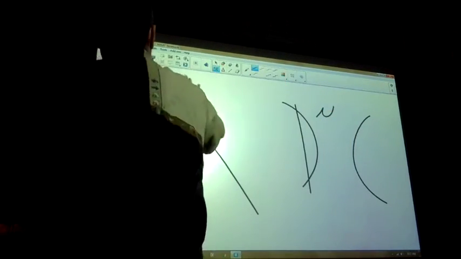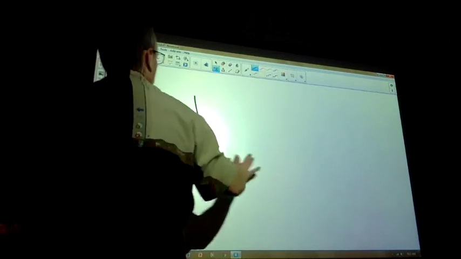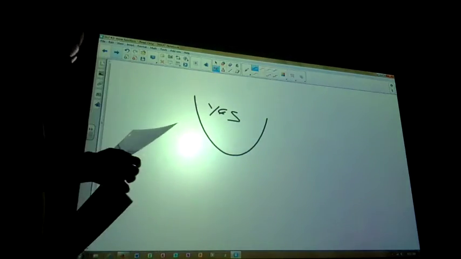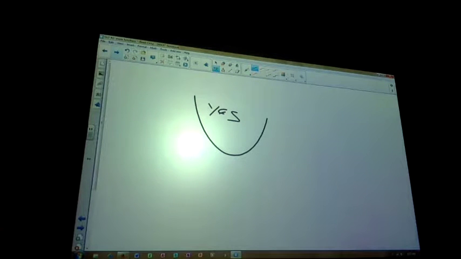And then number 12. Yes. Number 12 looks like that, so that's a yes. A vertical line, straight up and down, top to bottom. That's a yes.